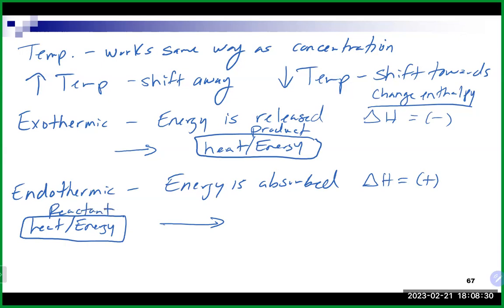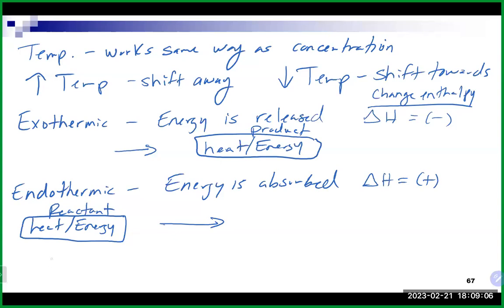So that means if our reaction is exothermic and I increase the temperature by putting my test tubes in some hot water like you'll do today, we would expect it to shift to the left, away from the product side, and vice versa. If I put my test tubes on ice, that would be like removing heat and energy, and in the case of an exothermic reaction, we would expect it to actually shift towards the product side. So it works exactly like concentration. Add, it shifts away. And if you remove it, it will go towards it.